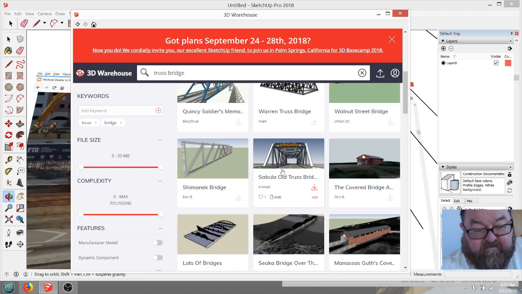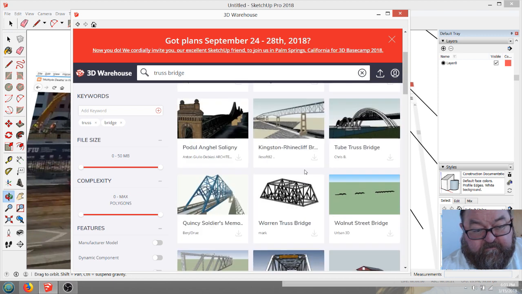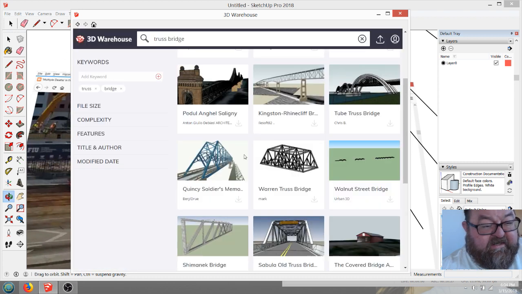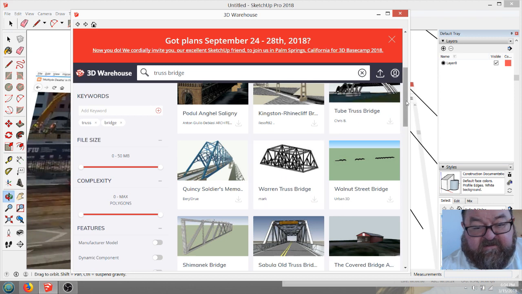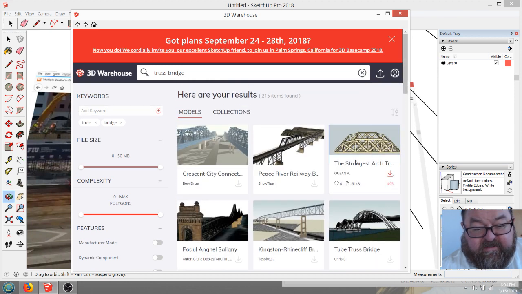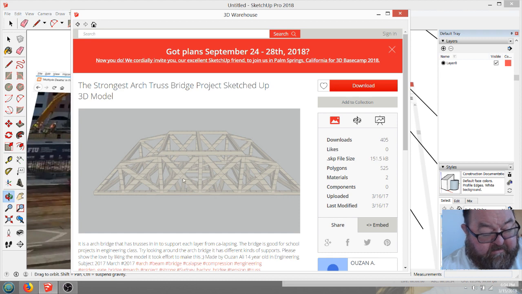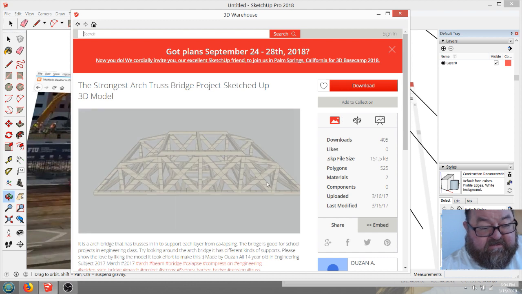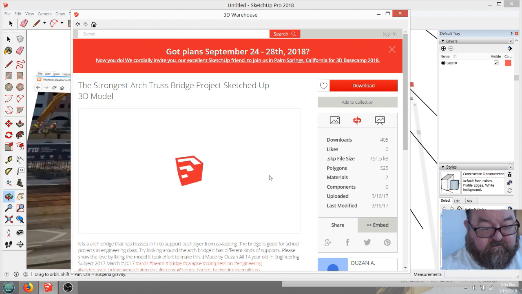There's a lot of them. That's not a good one. Yeah, some rookie did that one. What was the one I just saw? This one's okay. I'm not going to download it, I'm going to zoom in on it. But you can see that that bridge is self-supporting. No need for cables.